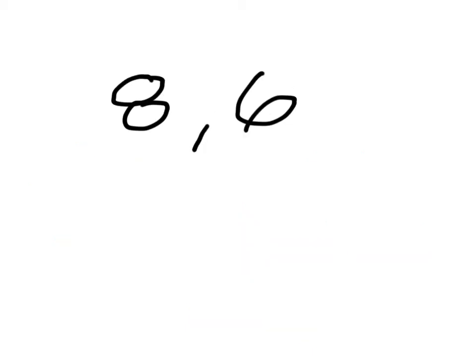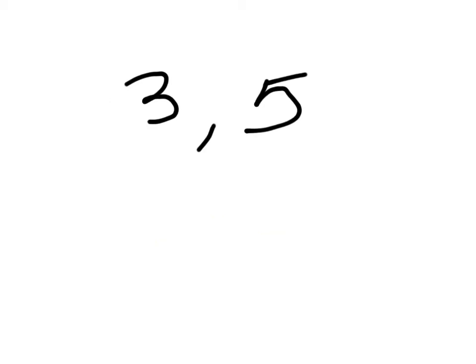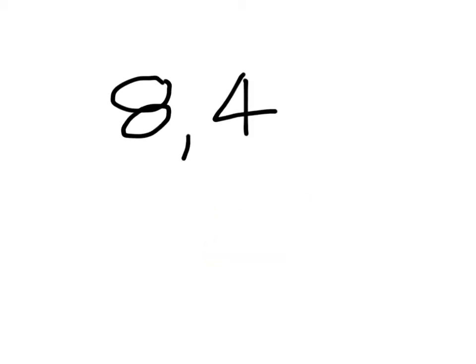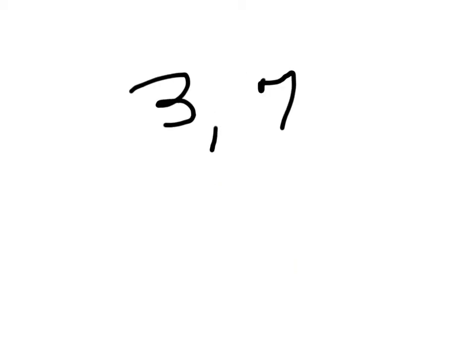8 and 6, this one goes to Maynard. The answer is 24. That is right. The next one is 3 and 5, and that goes to Mackenzie. This one is 15. 8 and 4, that goes to Porter. 8 is the common denominator. 3 and 7, this one goes to Ramey. 21 is the common denominator.